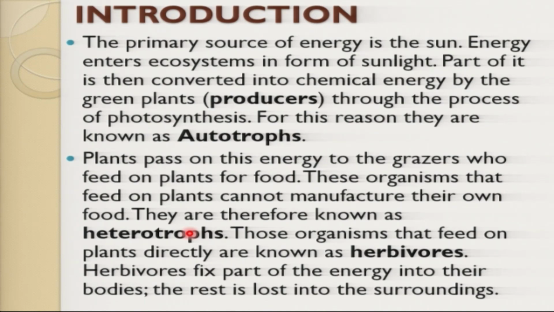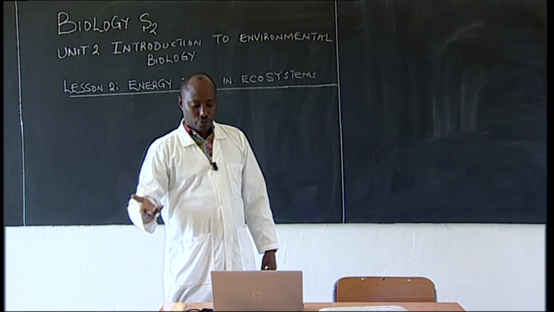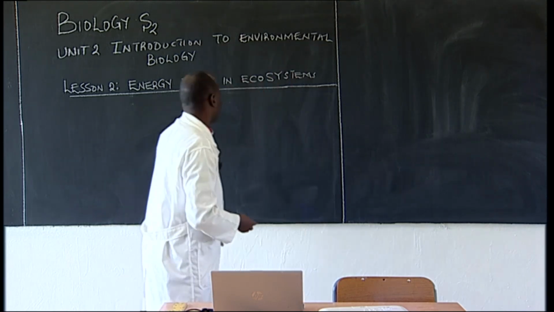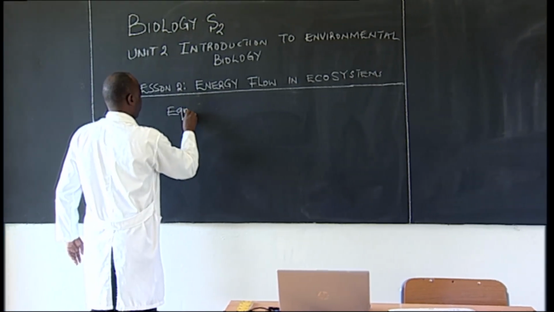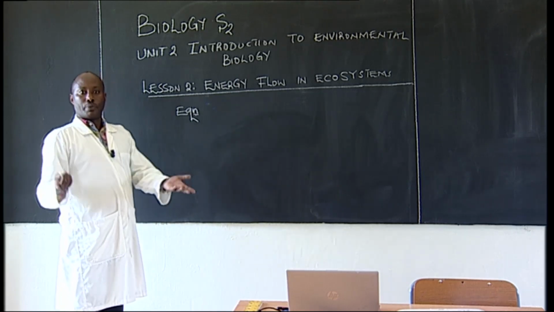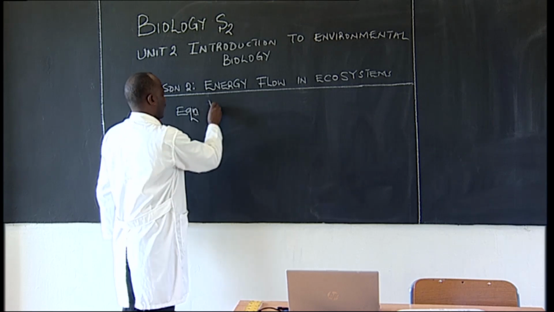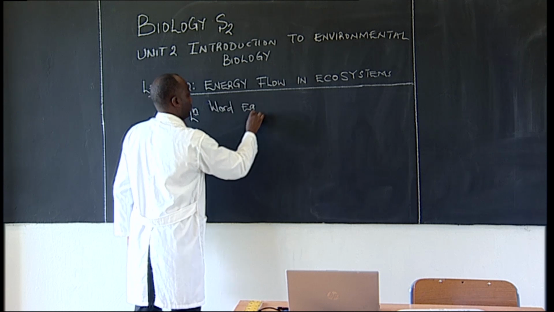If you still remember, photosynthesis is the process by which green plants make their own food in the presence of sunlight and chlorophyll. I can give you the equation of photosynthesis. Let's have the equation of photosynthesis. What are the raw materials that are necessary for plants to make their own food? Let me first start with the word equation.